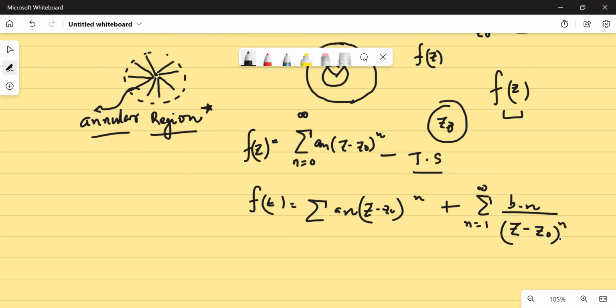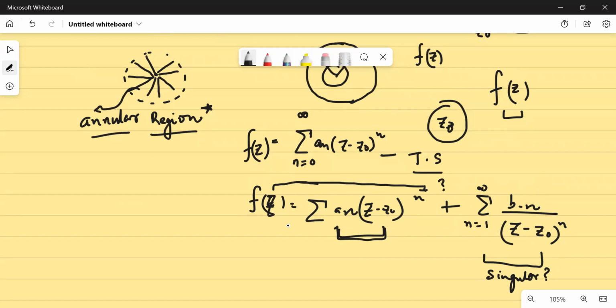Now you can clearly see that at z equal to z naught, there is a part which has a singularity. At z equal to z naught, this part will become singular, isn't it? It is fairly easy to see that this is a regular part, but overall this will become singular. So any such power series representation would be valid in which region? This is your question. Understand my point.